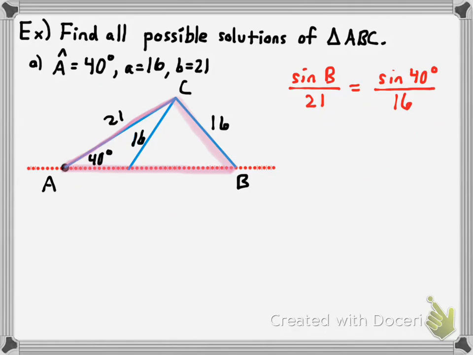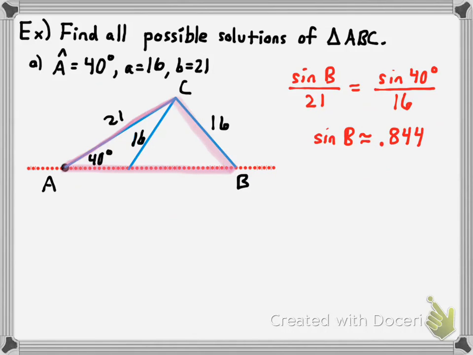Now, we're going to get the sine of B by itself here. And I'm going to write it as a decimal because the decimal approximation is going to be very important for what we're trying to use here in this ambiguous case process. I'm multiplying both sides by 21, so I'm doing 21 times the sine of 40 and then divided by 16. You can do that as well on your calculator right now.